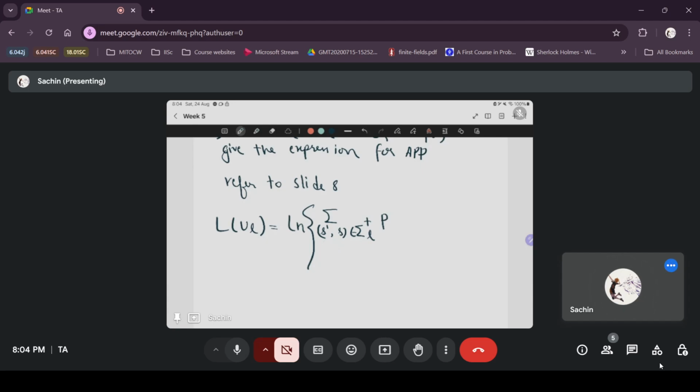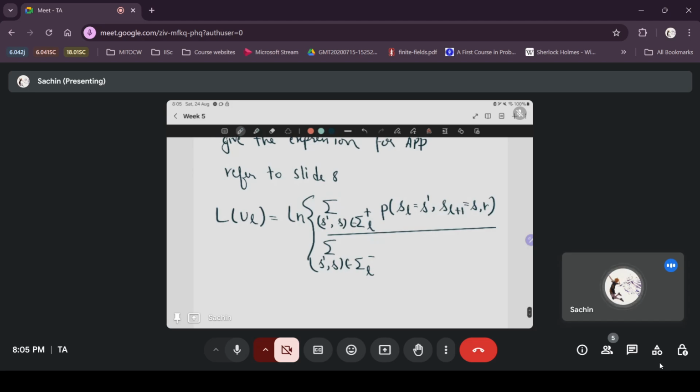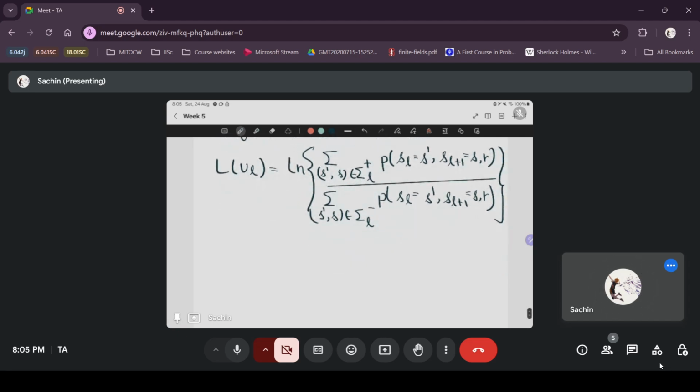So over all such state pairs, probability of SL is equal to S dash, SL plus 1 is equal to S, comma R, divided by summation S dash comma S belonging to sigma L minus. So these are all the state transitions that happen when your input bit UL is -1. By that I mean, since you're using bits, it's a 0. So P of SL equal to S dash, SL plus 1 equal to S, the joint probability that that state transition happens and that you receive the vector R. So received word is R. So that's the formula for APP.